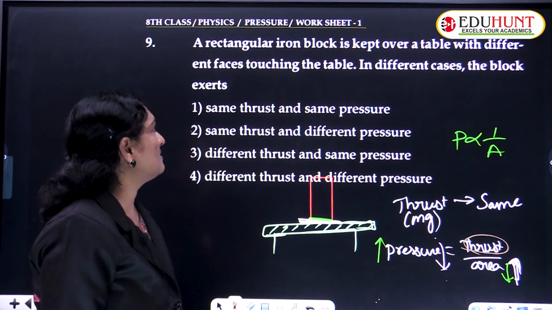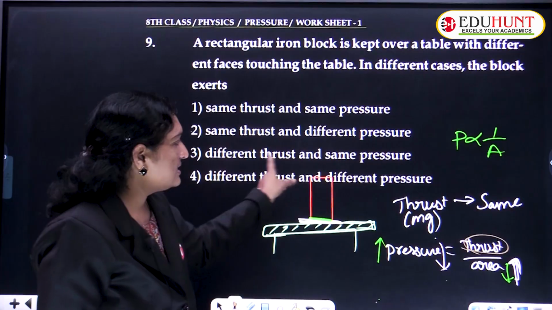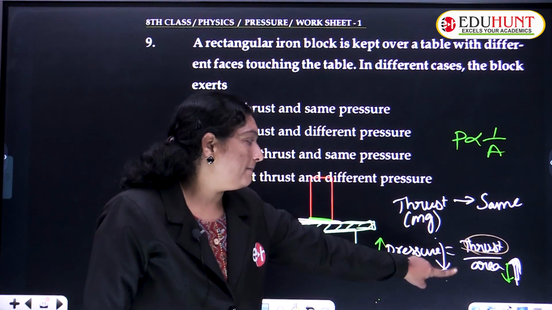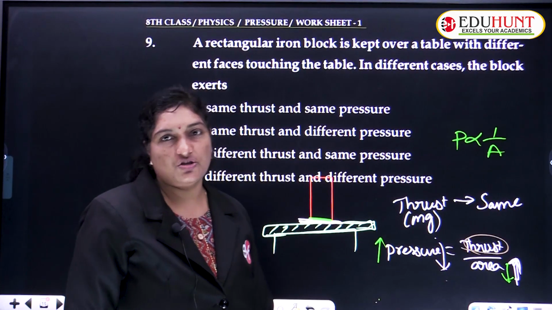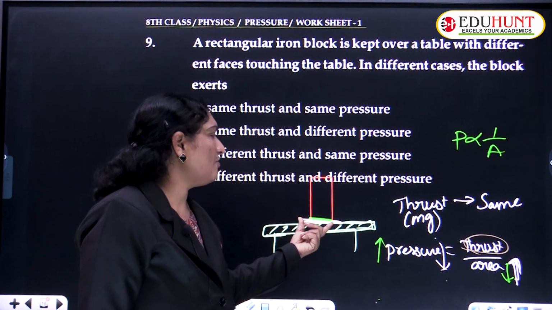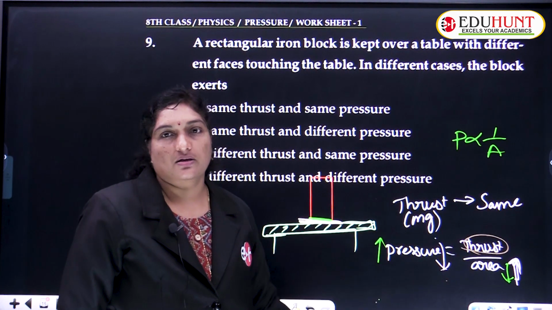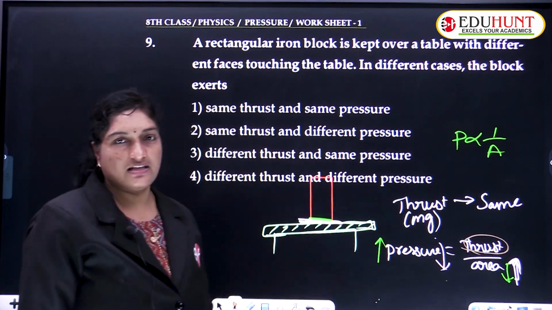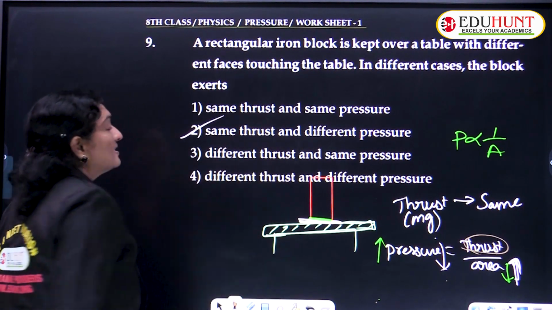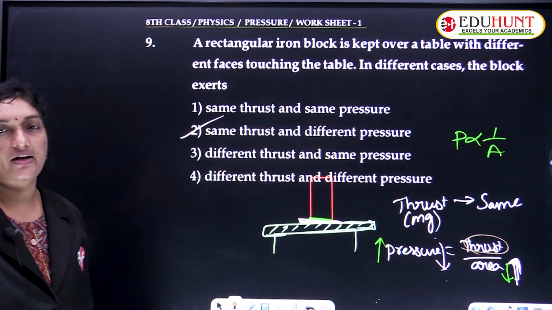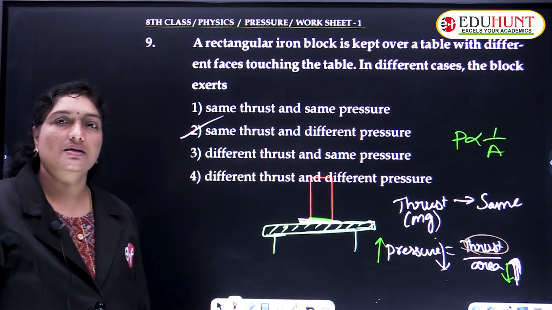So a rectangular iron block is kept over a table with different surfaces touching the table. In different cases, the block exerts same thrust, but pressure will be changing. Area of contact changes, accordingly pressure also changes. So larger area of contact, less pressure. Lesser area of contact, large pressure. So different pressure. So the correct option is same thrust and different pressure. So second option is true.